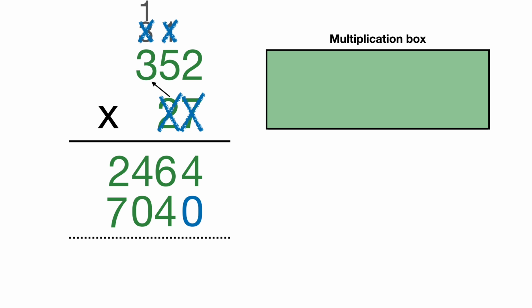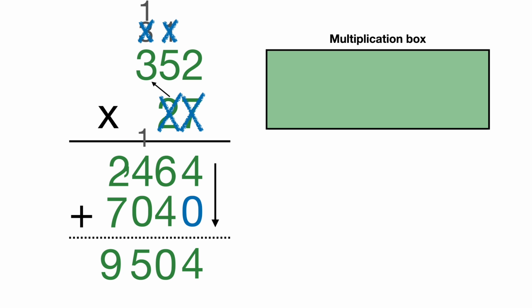So we are going to be to the last stage, add them up. So we're going to go down and just add these two up. So we got 4 plus 0 is going to give us 4. 6 plus 4 is 10. 0 goes down here. 1 goes up here. 1 plus 4 plus 0 is 5. And then 2 plus 7 is 9. And finally, we're going to drop our comma right there. So 352 times 27 is 9,504.